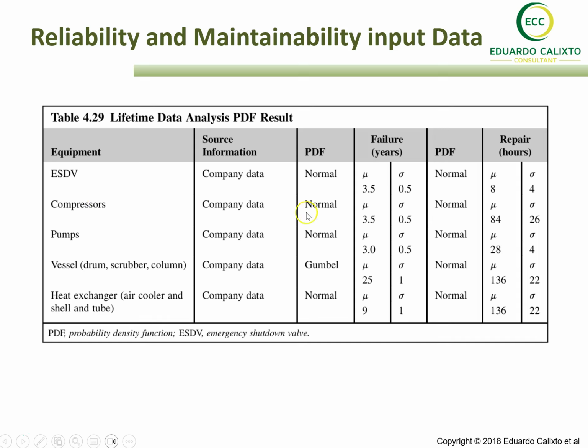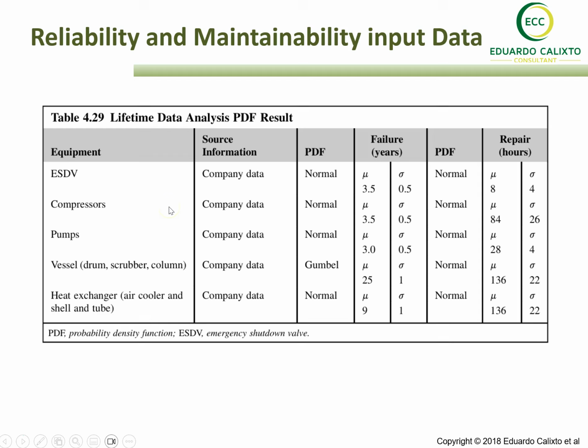And of course here we work on equipment level. You can see there are PDFs for compressor, for pump, for vessels, and so on. And each one has some specific parameters and types of PDF. We have normal, we can have a gamma, we can have a Weibull. That's mostly the result of our lifetime data analysis. And then here you can see a source of information. So this was based on company data.